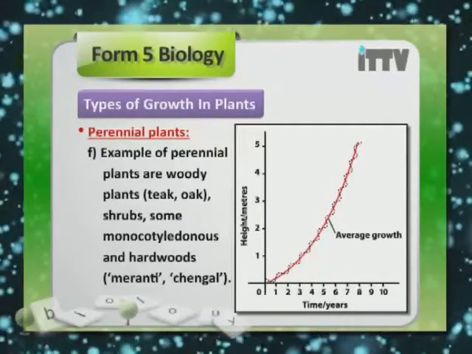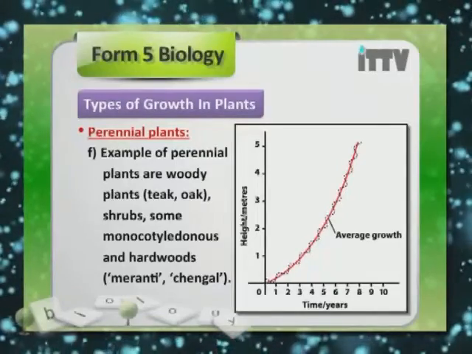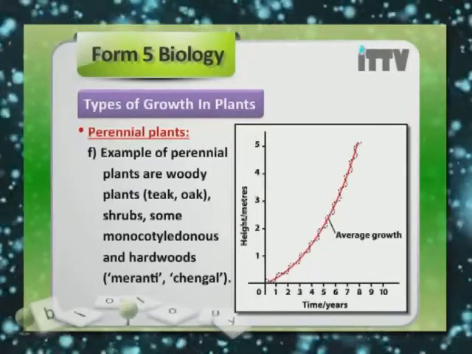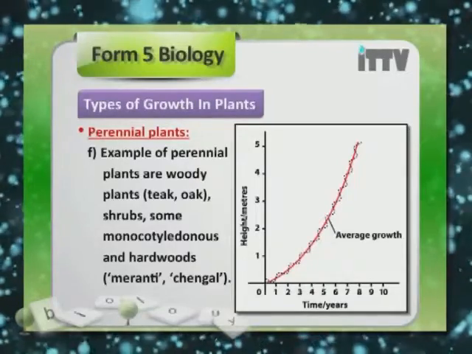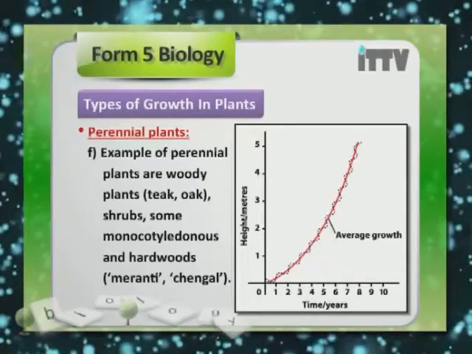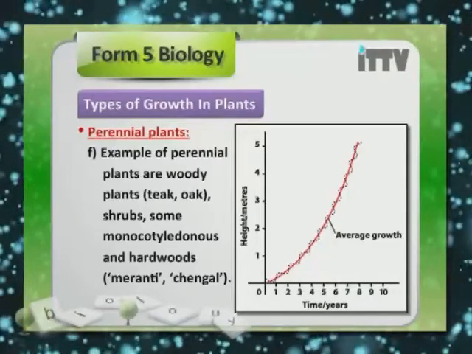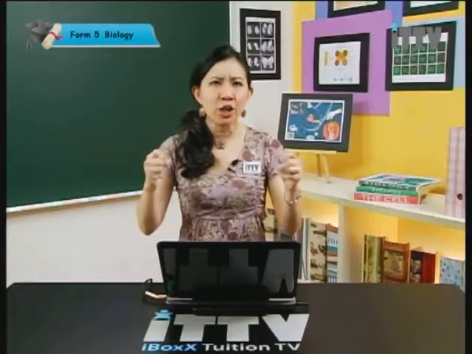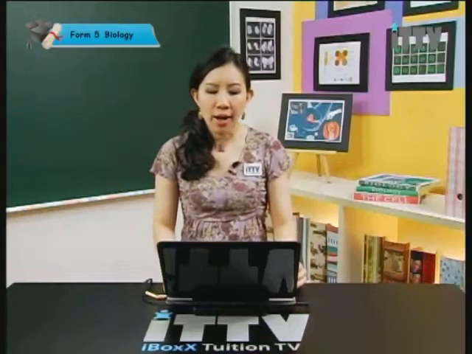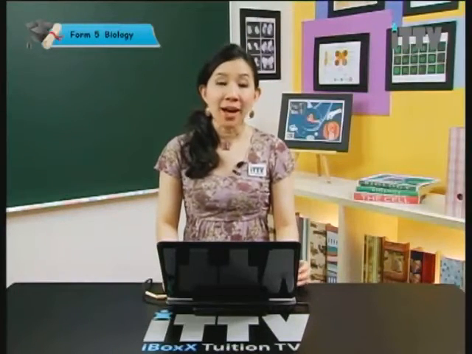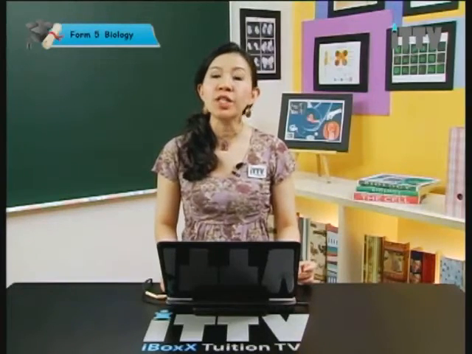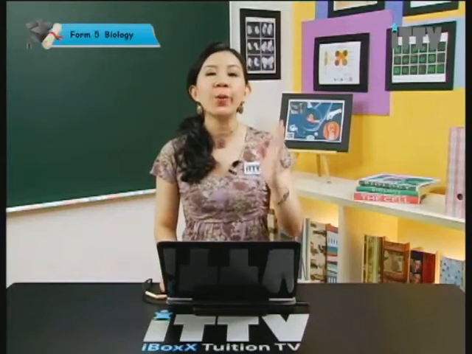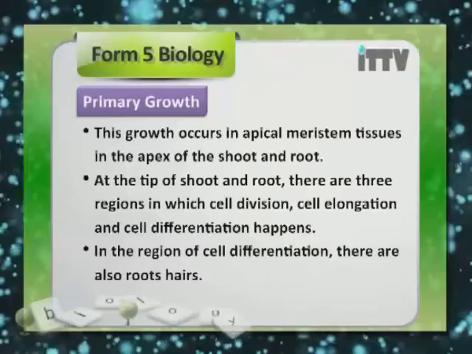Examples of perennial plants that live for more than 1 year would be the woody plants, like the teak and the oak, shrubs, some monocotyledonous plants, and hardwoods, such as Meranti and so on. So these are the hardier woody type of dicotyledonous plants, and there are some monocotyledonous plants that are also known as perennial plants that undergo secondary growth.